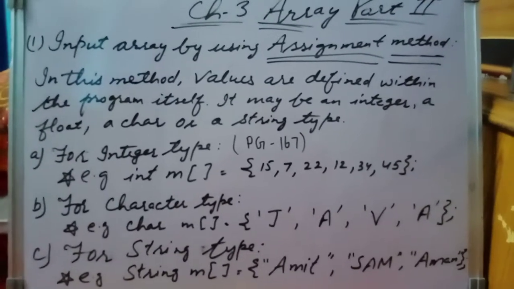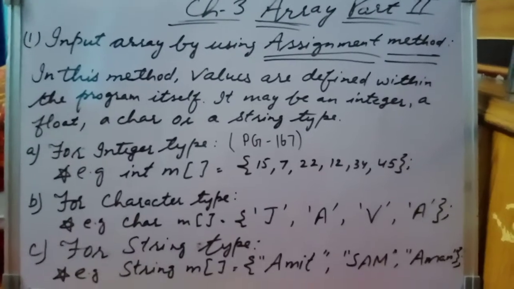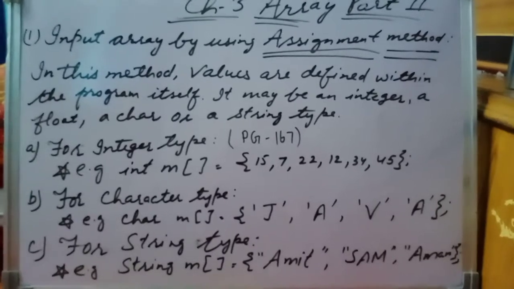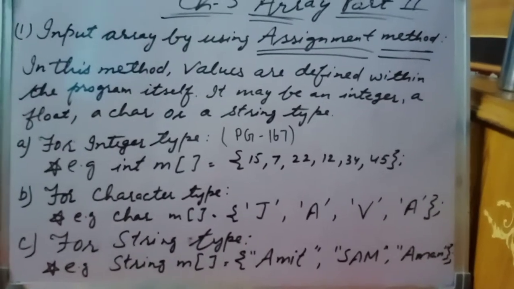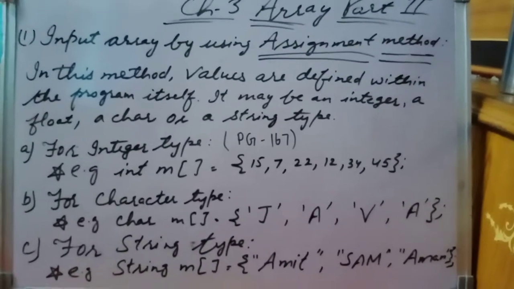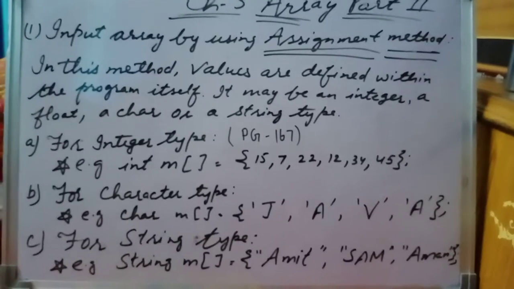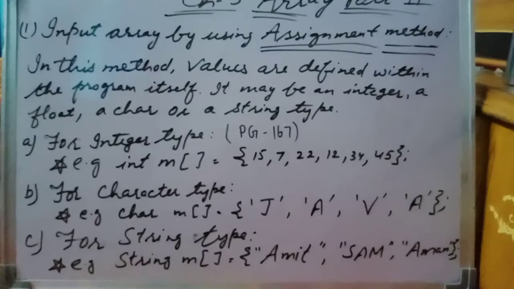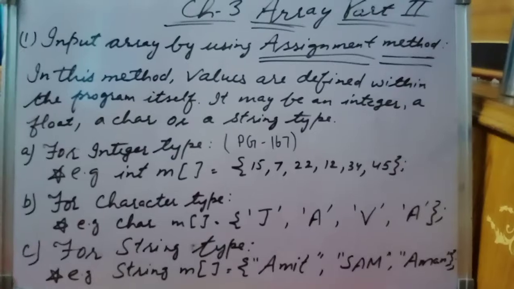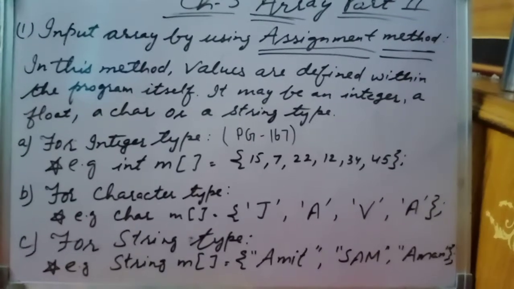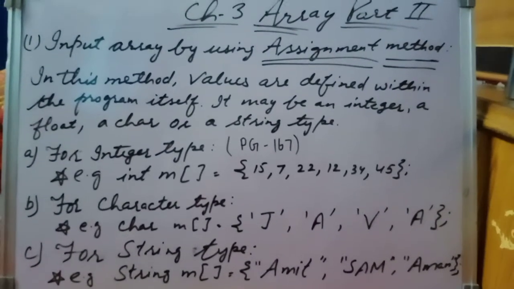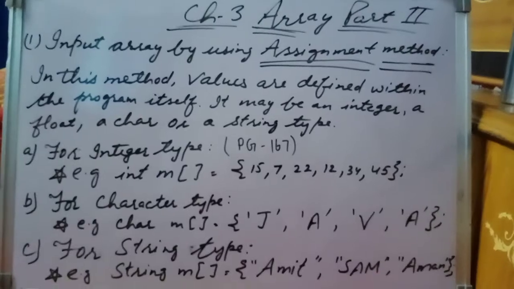In the same way, for the character type array: char m[] is equal to 'J', 'A', 'V', 'A'. Every character is enclosed within a pair of single quotes and separated with commas. In the same way for string type, String m[] is an array of string type. It can hold a number of strings. Here 3 strings are there: Amit, Sam, Aman. And you know a string is always enclosed within double quotes and separated with commas.